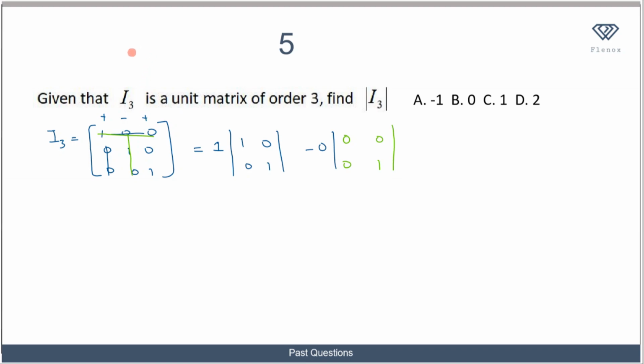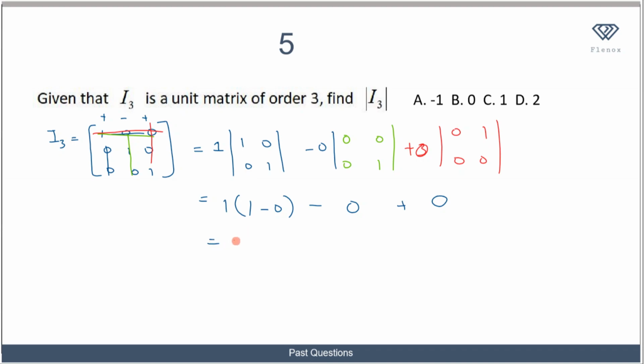And the last element is what? Plus 0, rather, this 0 over here. And when I cancel out its row and column, I'm going to be left with 0 1, 0 0. So when I expand now, what I have here is 1 times 1, which is 1, and 0 times 0 is 0. Now this is minus 0 times anything, that determinant is going to be 0, and this is plus 0 times anything, that determinant is also going to be 0.